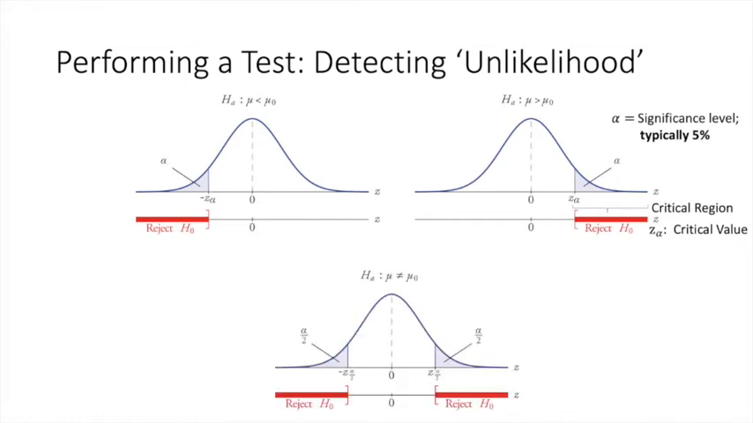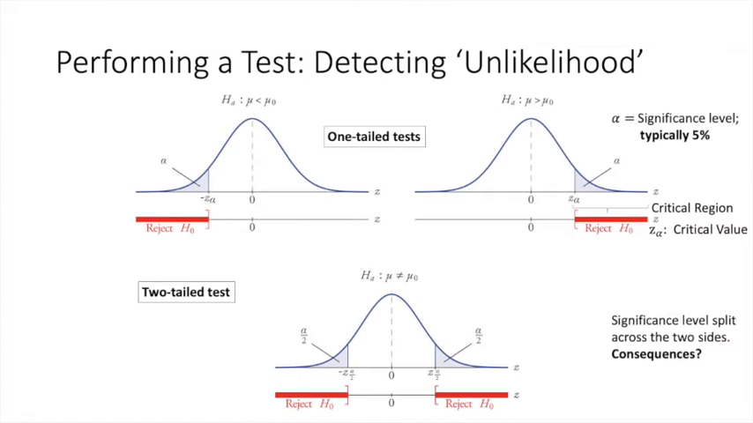However, if the alternative hypothesis is that the actual population mean is not equal to mu naught, that means it can fall in either extreme. Thus, the critical region is split into two halves on either side. This is shown by alpha divided by 2. So the top two tests represent the one-sided or one-tailed tests, whereas the bottom test is a two-sided test.